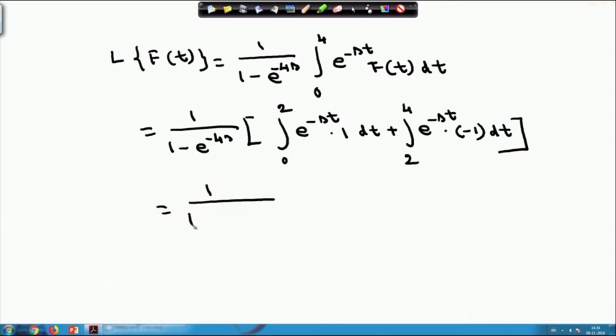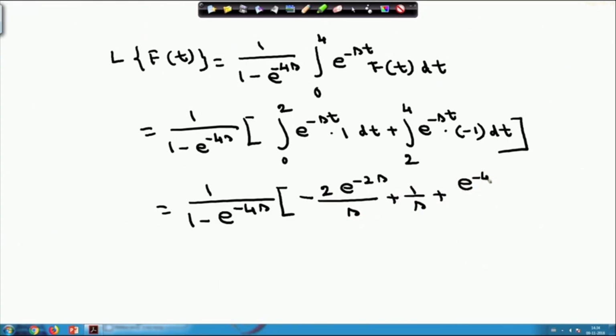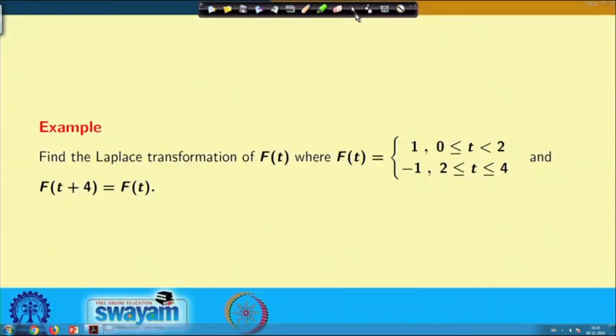I am just writing the final result: 1 by 1 minus e power minus 4 s into 1 minus 2 into e power minus twice s by s plus 1 by s plus e power minus 4 s by s. So, this gives the result. Please calculate the value of the integrals and check whether it is proper or not. So, let us come back to this again.